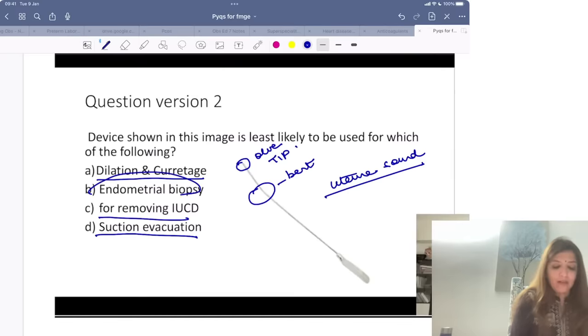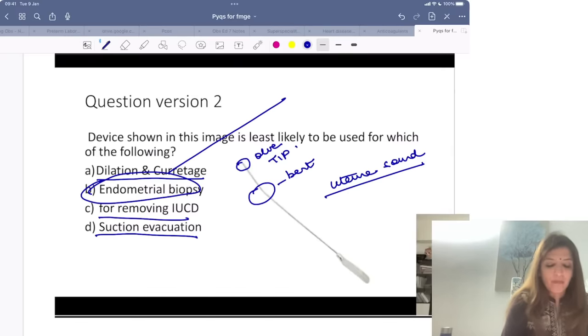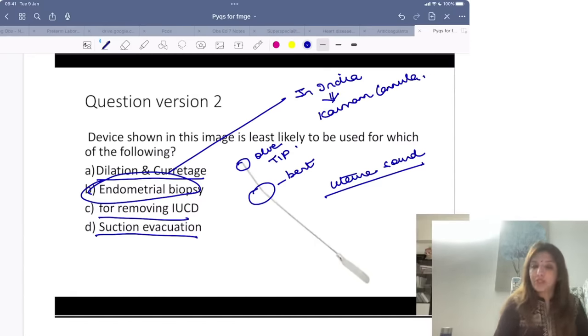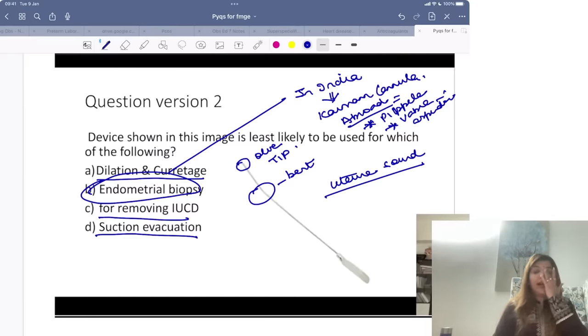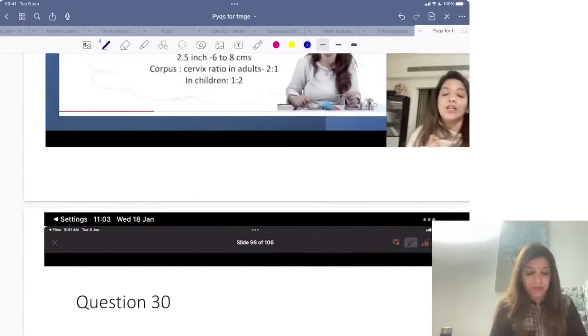For endometrial biopsy, in India we use Karman's cannula. Abroad, they use a Pipelle or a Vabra aspirator. But in India, we are using a Karman's cannula for endometrial biopsy. So, this is the least likely use of a uterine sound.